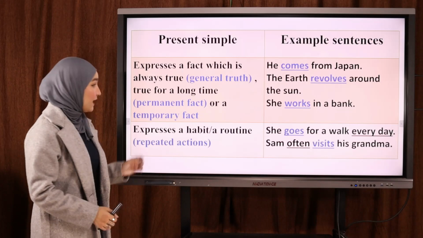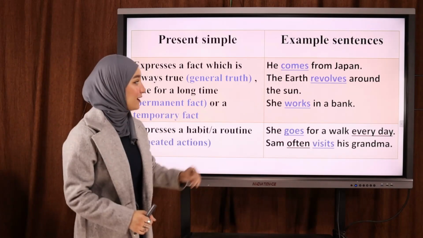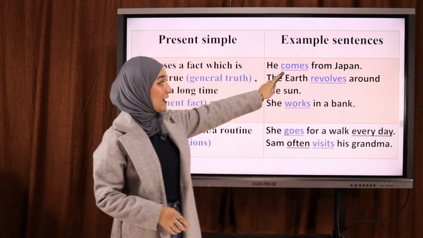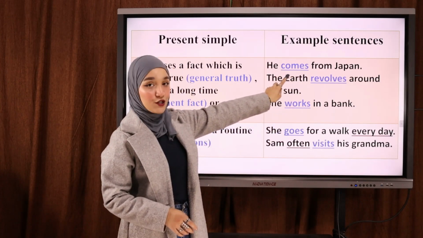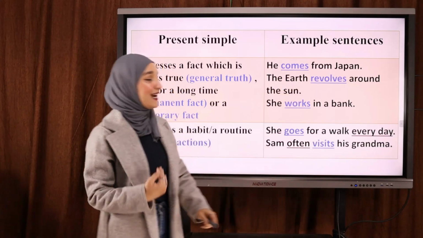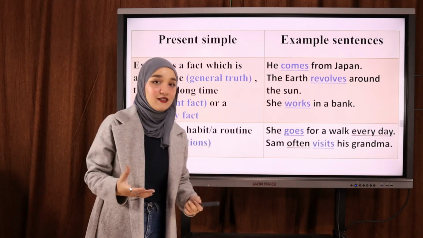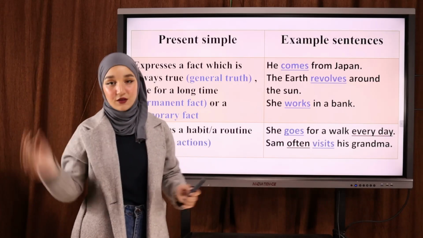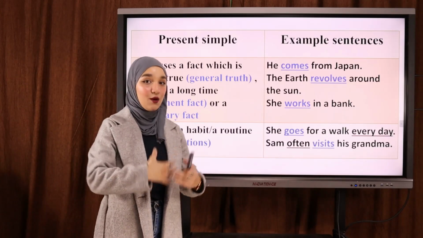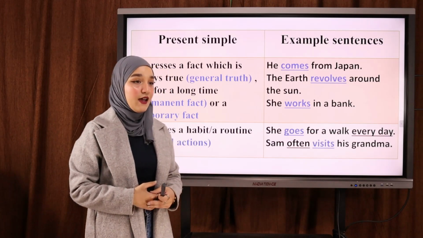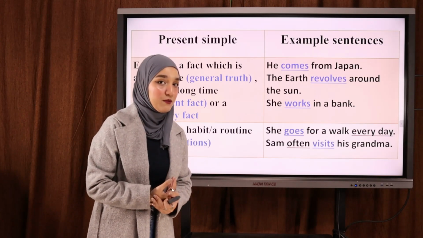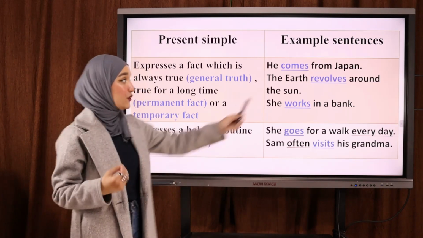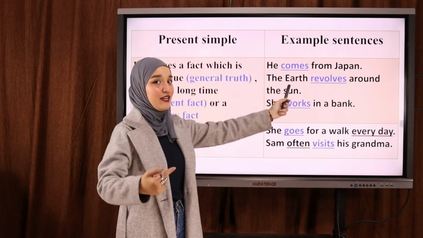Okay? Let's take a look at some examples. He comes from Japan. I underlined the verb and I color-coded it. So comes. He comes from Japan. This is a fact that we know about our friend Ronald, for example. So Ronald is our friend or our relative, one of our family members. And we know that he comes from Japan. So we need to use the present simple tense.